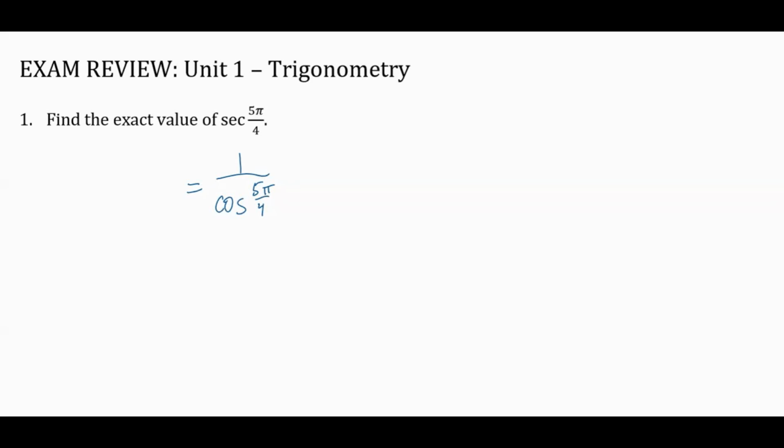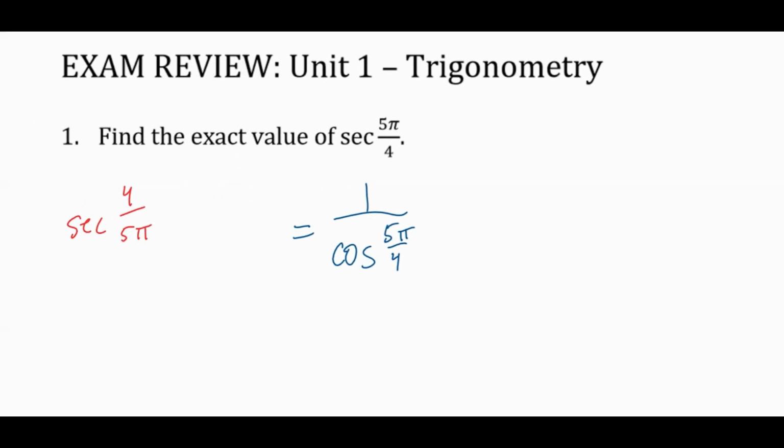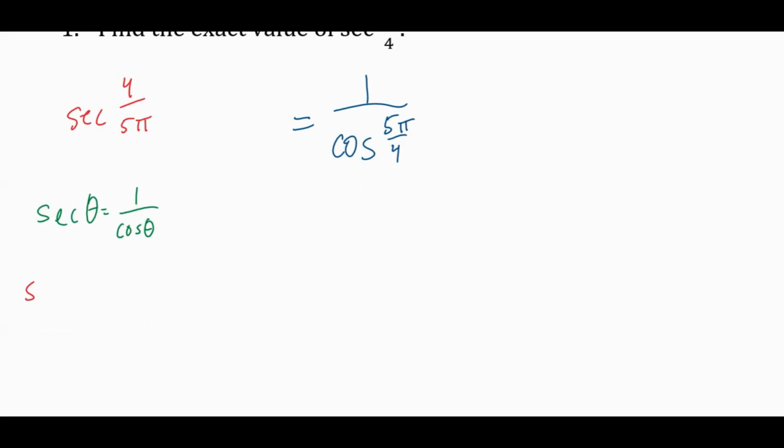Some people do this: equals the secant of 4 over 5 pi. That's a huge error, because think about it: secant theta is 1 over cos theta. Secant theta is not cos of 1 over theta, and that's what you're doing if you do that.